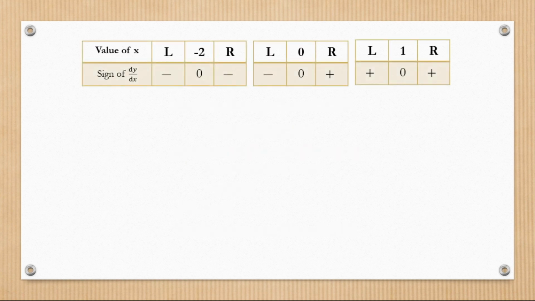So when I put all these 3 in a table, this is what I have. For negative 2, I had a negative on the left and a negative on the right. For x is 0, I have a negative on the left and a positive on the right. When x is 1, I have a positive on the left and a positive on the right. So now this is what I have. As you can see, negative to negative is a point of inflection, and then here I have a negative to positive, so this is a minimum point, and then next I have a positive to positive, so that's also a point of inflection.